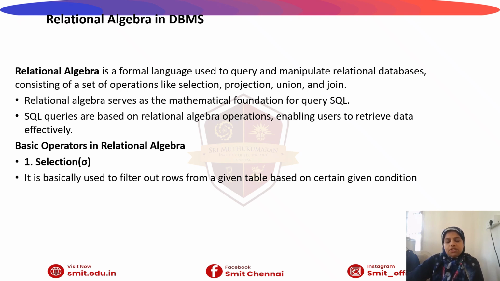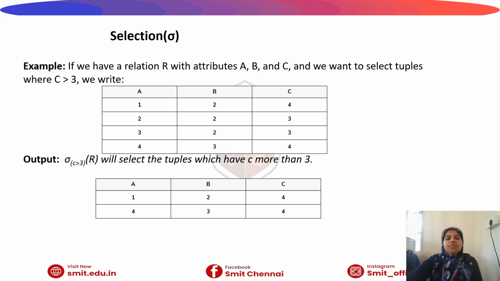So what are the operations? We'll see what operations are handled in relational algebra. The first one is selection. Selection is basically used to filter out the rows from the given table with certain conditions. So this is selection, and the symbol is here.